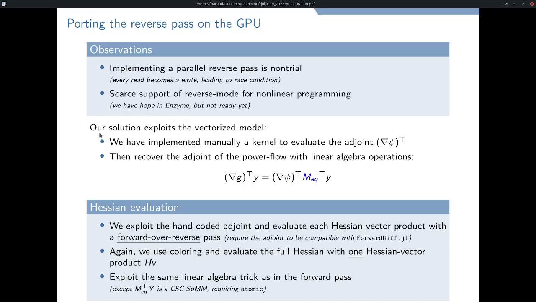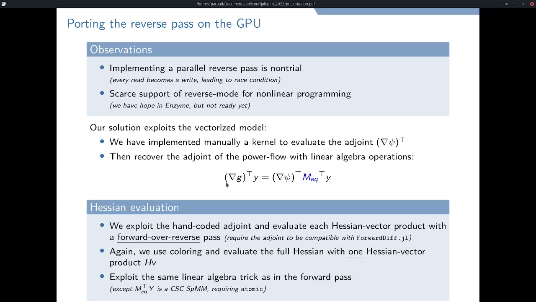Before that, we are forced to use a manually generated kernel to evaluate the adjoint of the basis. This is fairly easy to do because all the nonlinearities are factorized in a single function, and we just have to do the job and derive all the operations manually. The good news is then it's quite easy to recover the adjoint of the different expressions, because in linear algebra language they translate to the following transpose operation.